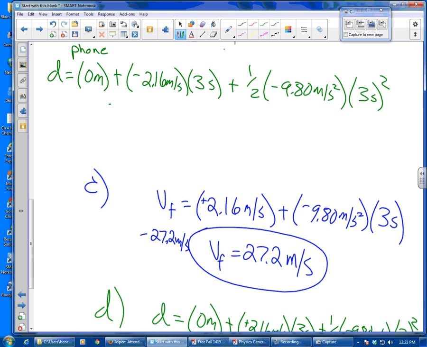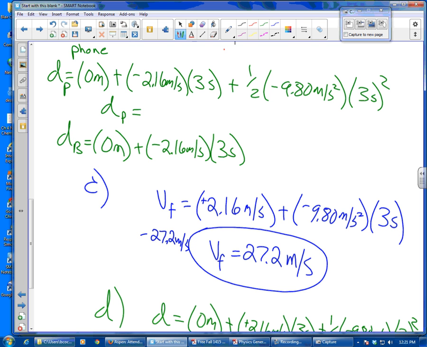Let's call that D sub P, D for the phone. We also need to do this for the balloon and figure out where the balloon is. So for the balloon, we're back on B. The balloon was originally moving at negative 2.16 meters per second, and it moved for 3 seconds. What's the balloon's acceleration? Right, 0. So we are back up on B.